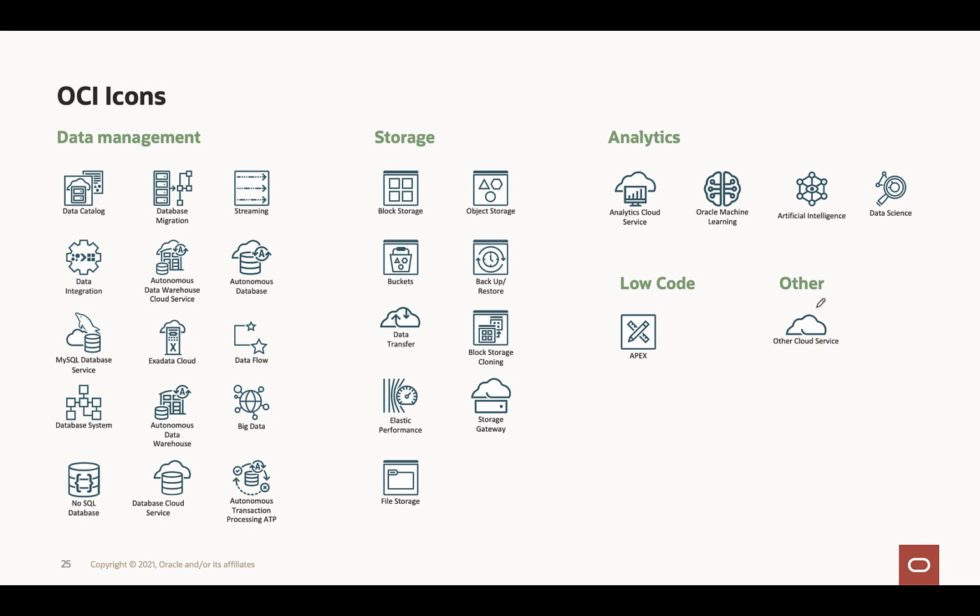So if you're using other cloud services, we have an icon that you can utilize for that, and then you can add the direction of traffic, you can add where these items sit, and maybe add a note of what they're actually doing.